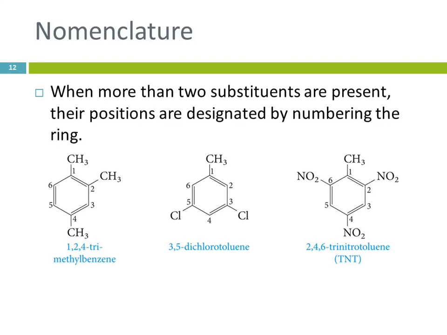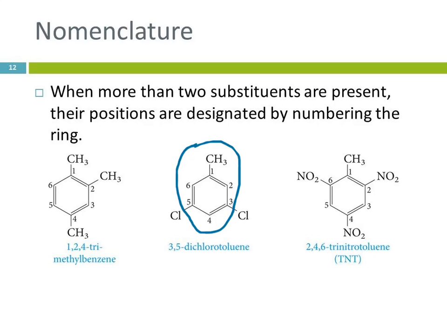Yes? Why didn't they use the number 1 and the second one again, did you say? Because this is toluene. They're not calling it 1,3,5-dichloro-1-methylbenzene. This is toluene right there. It's toluene with 2 chloro groups on it.